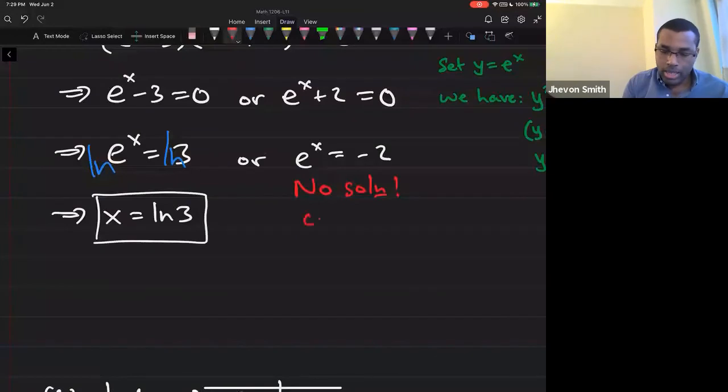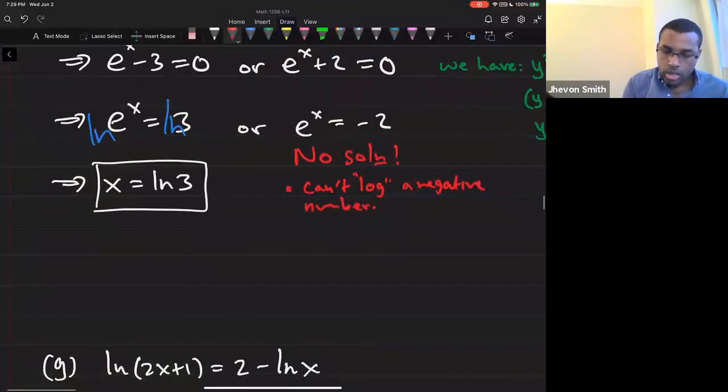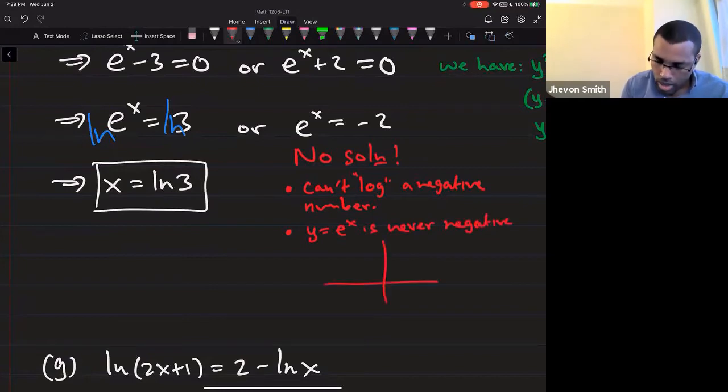For a bunch of reasons. One, can't take the log of a negative. And two, y equals e to the x is never negative, right? We saw the graph of that, looks like this. It never actually is below the x-axis. So there are a couple ways you can see that that would not be an answer.